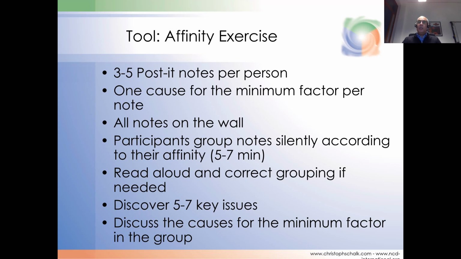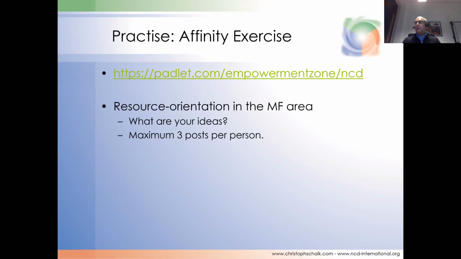Well, then we would read them all aloud. All the groups would be given headlines, and by doing so we discover the 5 to 7 key issues. And then maybe we have a short discussion about these causes and reasons for the minimum factor. But sometimes I let them just look at that, and typically they would affirm, yes, that's why we do have the minimum factor.